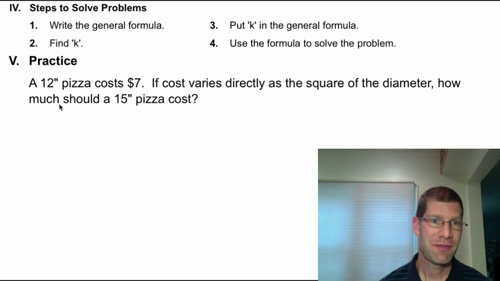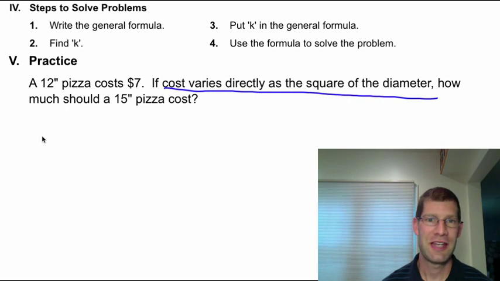So my practice one: a 12-inch pizza costs $7. If cost varies directly as the square of the diameter, how much should a 15-inch pizza cost? So first thing we want to do is step number 1. We want to write the general formula. And that's given to us right there: cost varies directly as the square of the diameter.